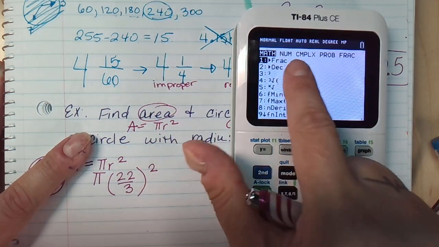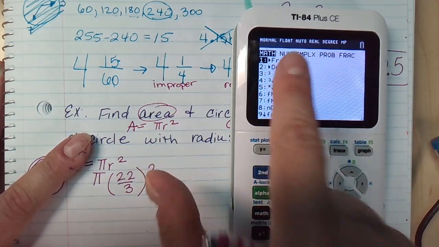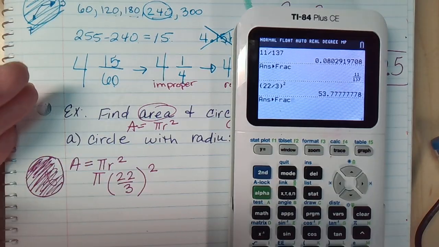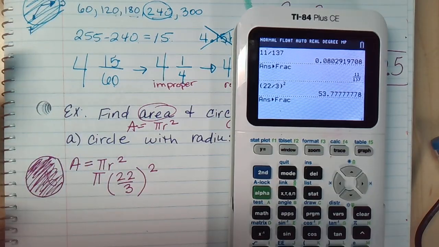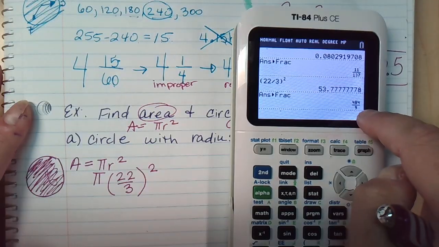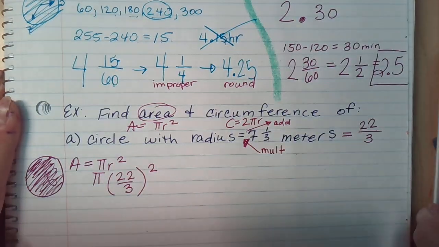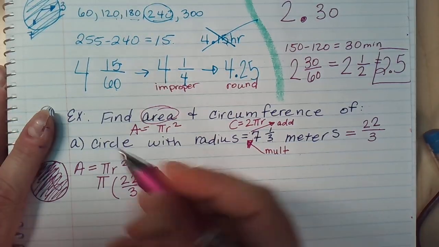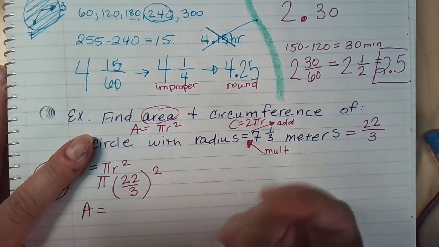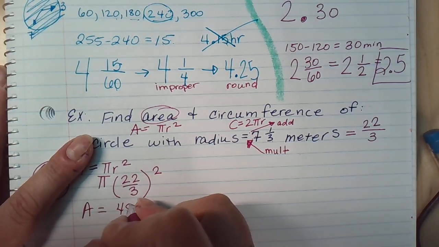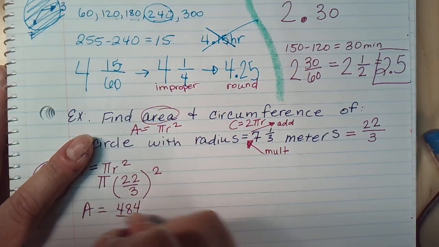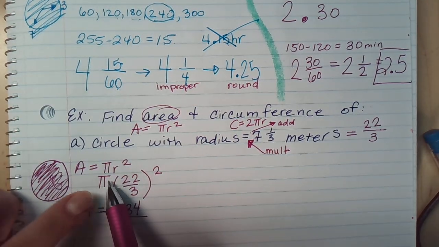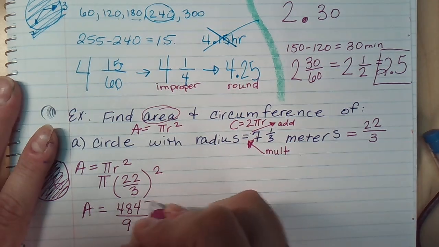Then that arrow frac means take me to a fraction. Okay, so press enter, and now you're telling the calculator to take you to a fraction. Hey, 484 over 9. Okay, and if it was reducible, it would have already reduced it for you. So my area is 484 over 9. And then remember how there was a pi? We put the pi on the top.